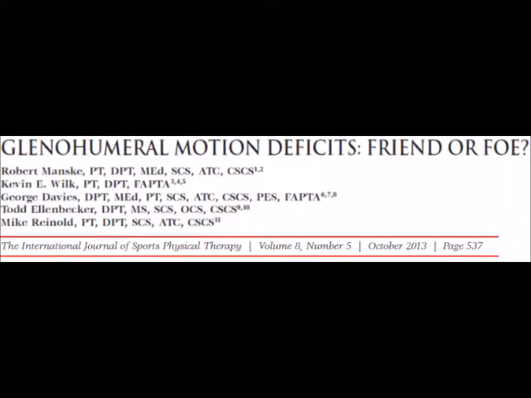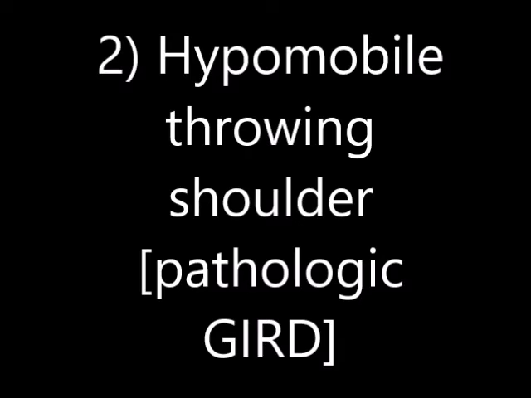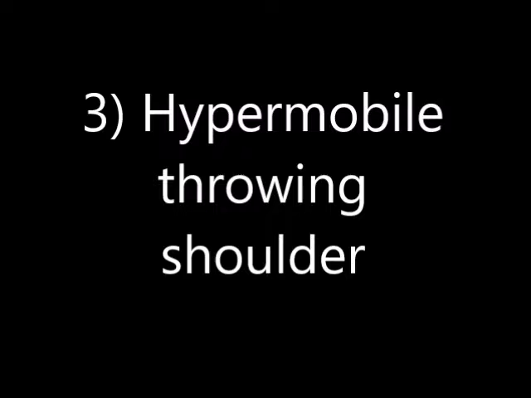At this point, I want to mention a really good journal article, which we're going to be pulling some information from soon. Here is the journal reference from the IJSPT journal. Let's go over the three types of throwing shoulders that exist. Number 1 is the normal throwing shoulder, which is anatomic GIRD. Number 2 is the hypomobile throwing shoulder, which is pathologic GIRD. And number 3 is the hypermobile throwing shoulder.